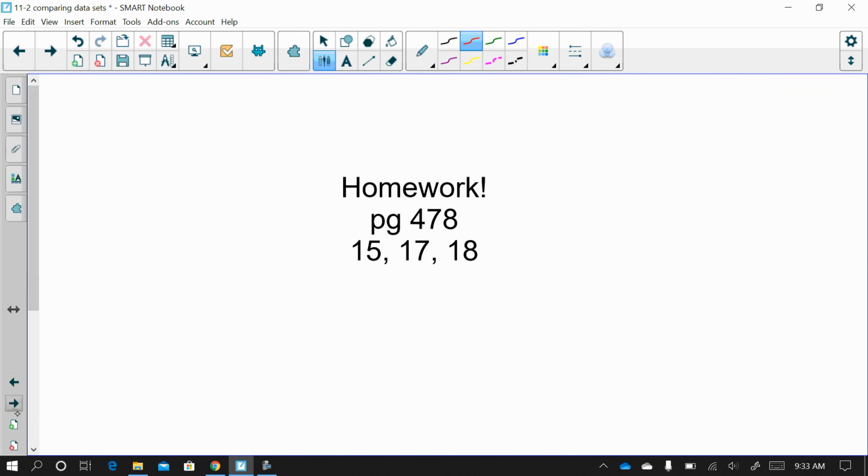Homework tonight. You're on page 478. I'm giving you 3 problems. Now, these 3 problems, you need to make sure you're following the directions fully. Read the directions. Don't just go straight to the problem and think you know what you're doing. The directions, there's quite a bit of things you need to do with each of these data sets. So please make sure you're paying attention and reading the directions fully.